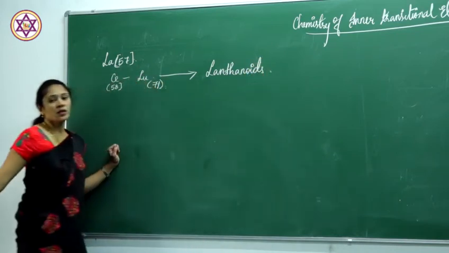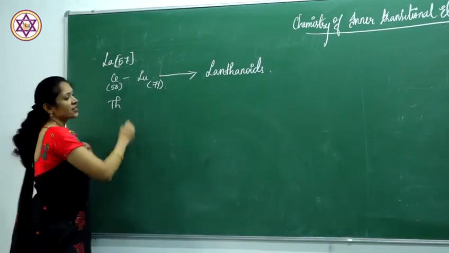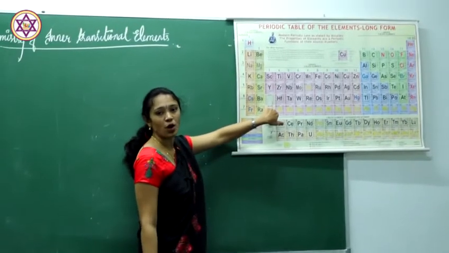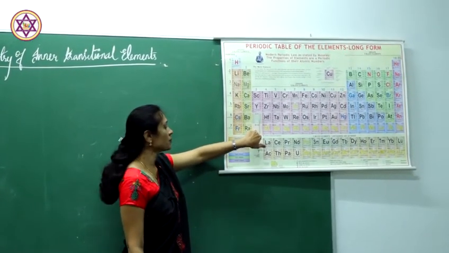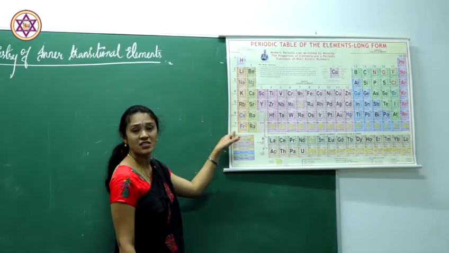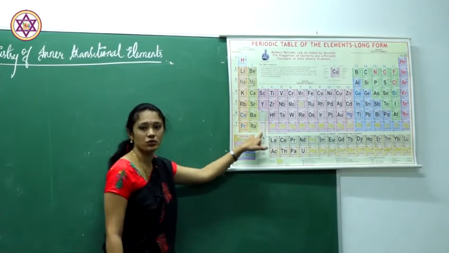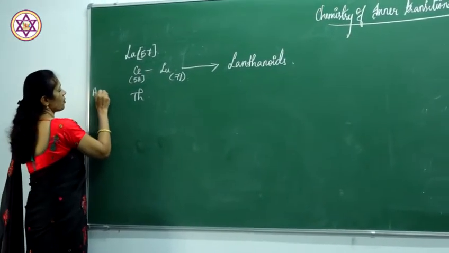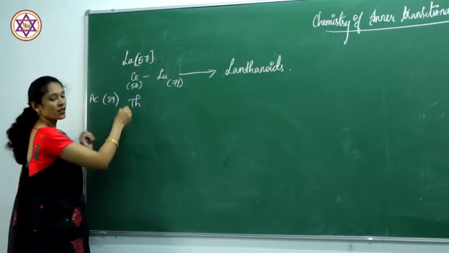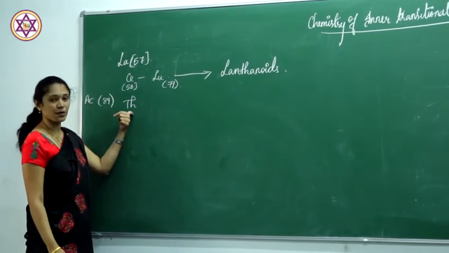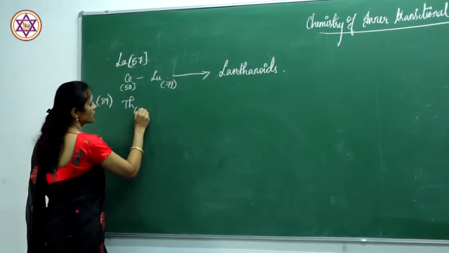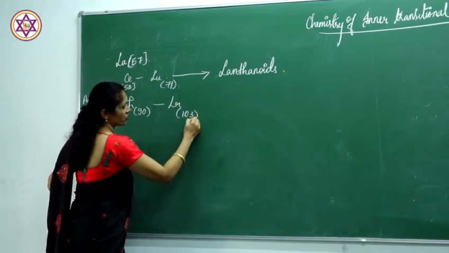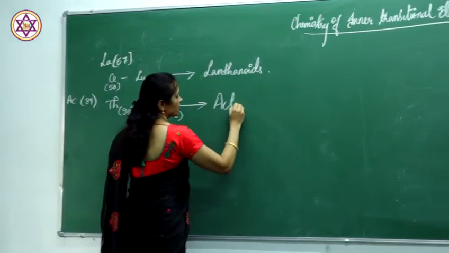And from thorium, the element which comes after actinium, with atomic number 89, which is in the 7th period and 3rd group. The elements after actinium, that is from thorium, 92, to lawrencium, atomic number 103, are called actinoids.